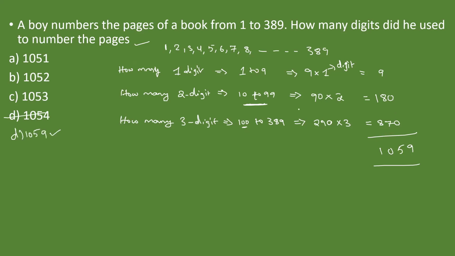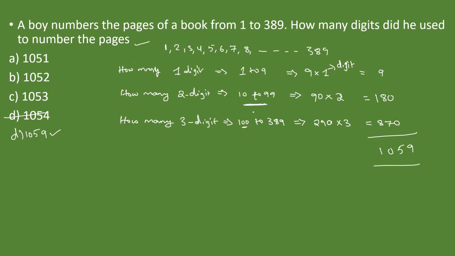Okay, did you get the concept? Simple thing. Whenever you have this type of questions, we need to calculate how many one-digit numbers are there, how many two-digit numbers are there, and how many three-digit numbers are there. And please be careful while writing the number of total numbers which we have used. 10 to 99 means don't say that 89 two-digit numbers, but actually they are 90 two-digit numbers.